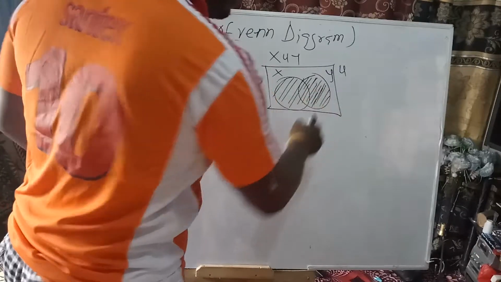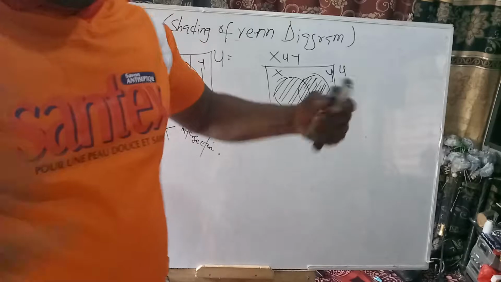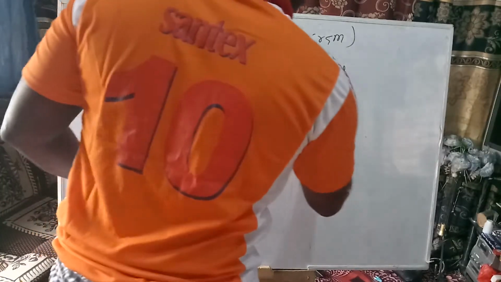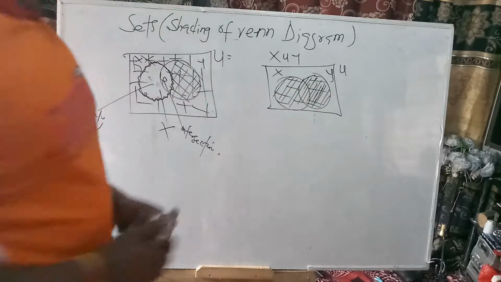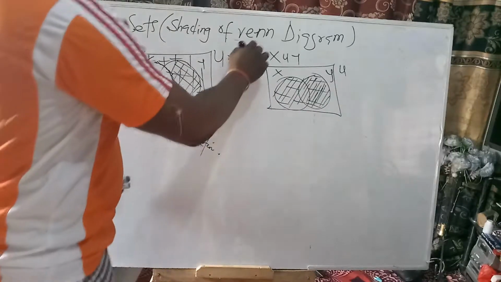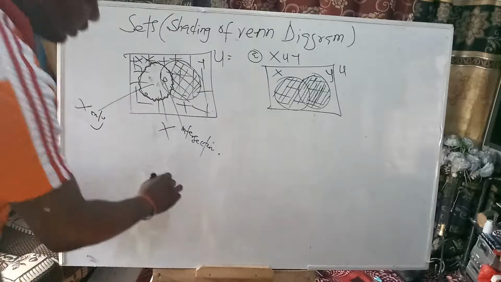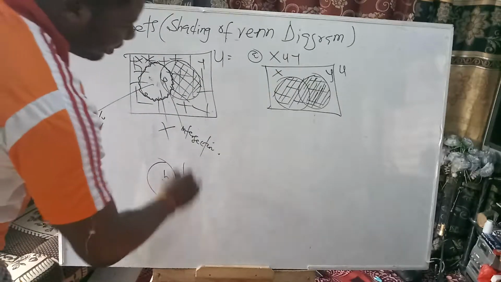That means we are trying to join them. Yes, we are joining the two sets. So where I've shaded is actually x union y. And let's quickly look at this one, the diagram at the bottom here.